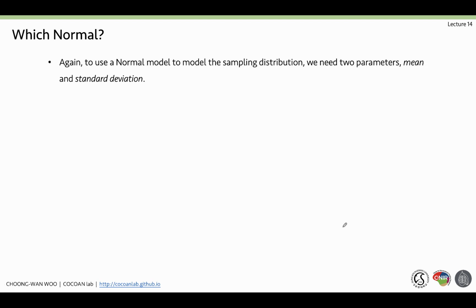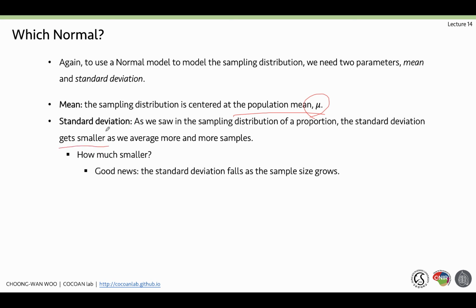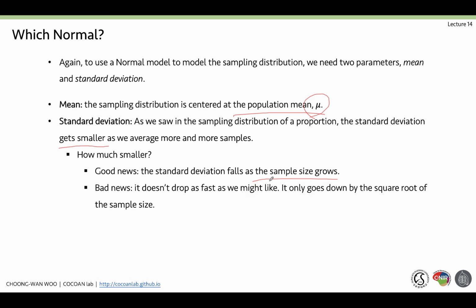And which normal? What kind of normal? Because we need to know the mean and standard deviation to use the normal model. The mean is usually the population mean, mu. And the standard deviation, as you saw, becomes smaller as the sample size becomes larger. And how much smaller? The good news is the standard deviation falls as sample size grows, but the bad news is it doesn't drop as fast as you would like.